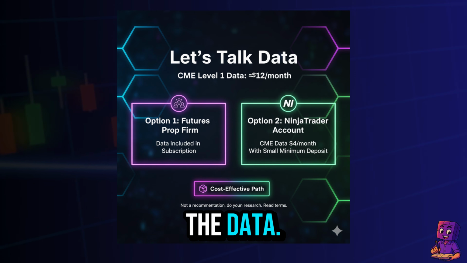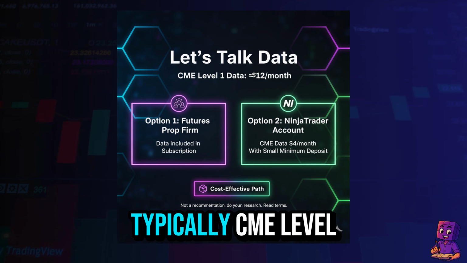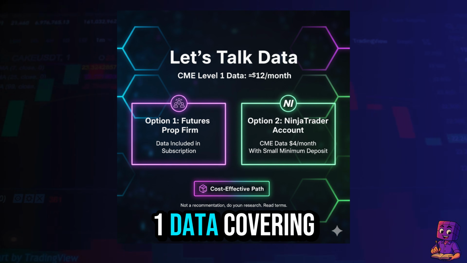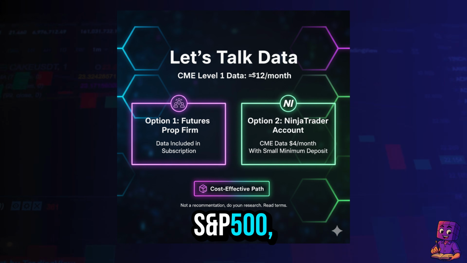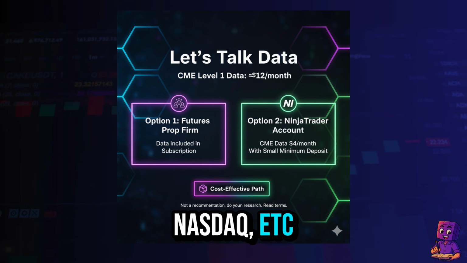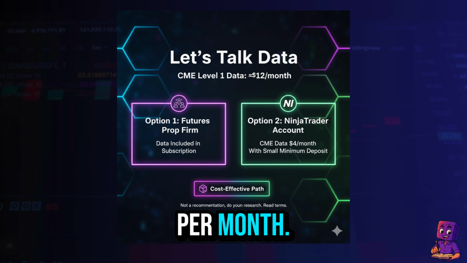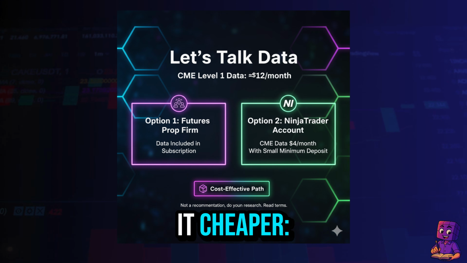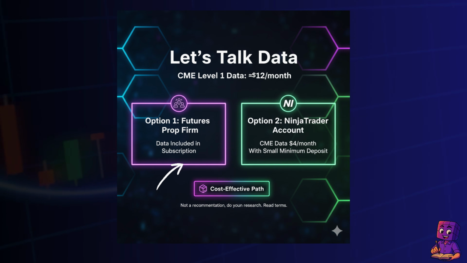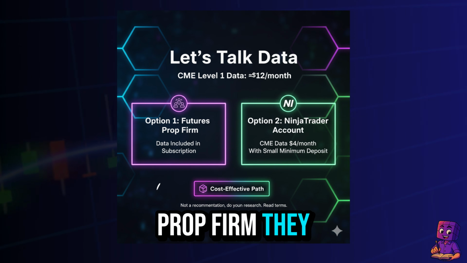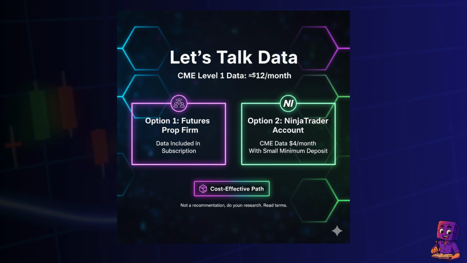Let's talk about the data. Typically, CME level 1 data, covering S&P 500, NASDAQ, etc., is around $12 per month. Here are two ways to make it cheaper. 1. Join a futures prop firm. They include data in the subscription.